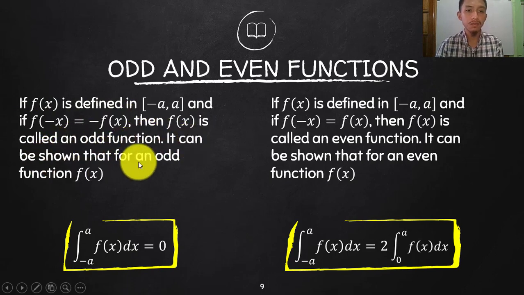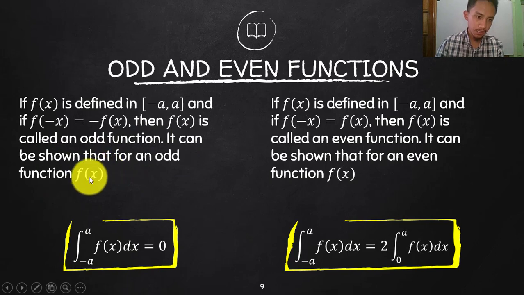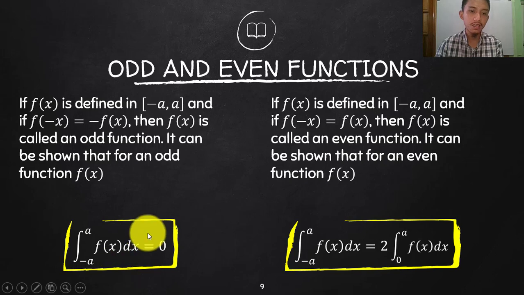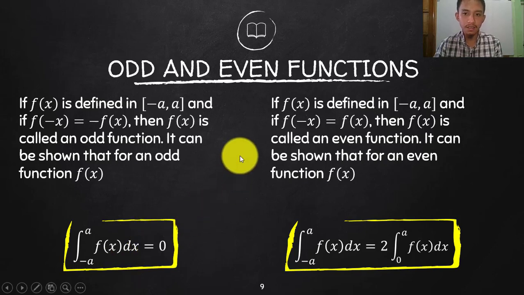It can be shown that for an odd function f of x, the integral of that function is equal to 0. And if f of x is defined in the interval negative a to a and f of negative x equals f of x, then in odd, if you make your x negative, that will be the negative of the original function. But in even, if you make your x a negative x, it is still the same as the original, and that is what we call an even function.